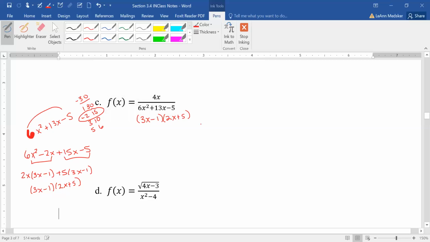Now, when you're talking about domain and a rational function, these cannot equal 0. We don't want them to equal 0. So to figure out what values to throw out, you actually set them equal to 0 to see what it would be. So 1/3 needs to be thrown out.